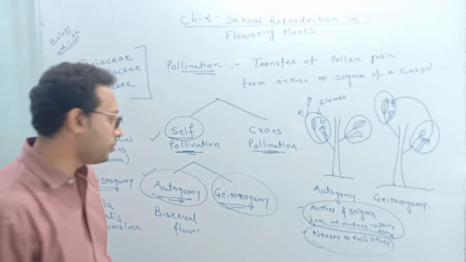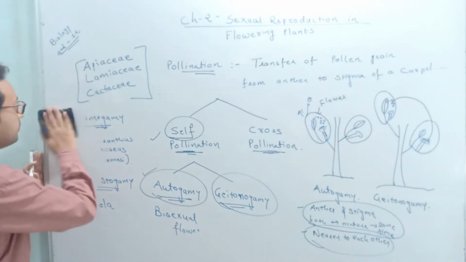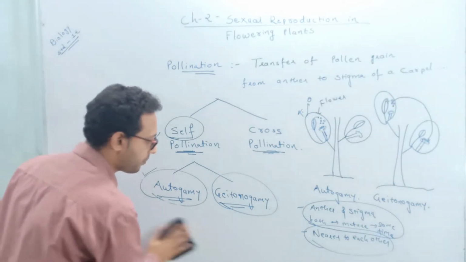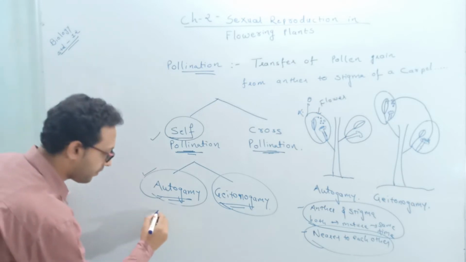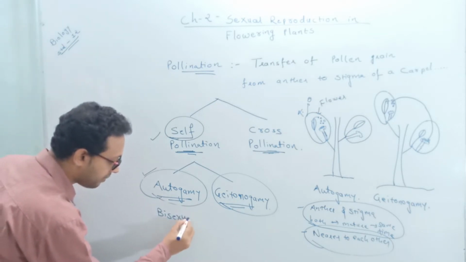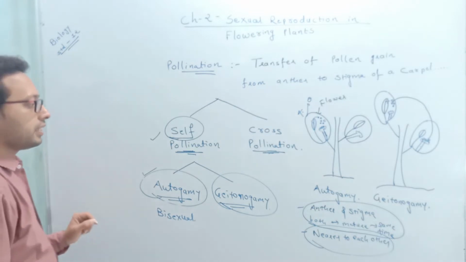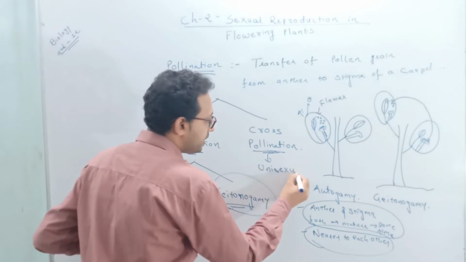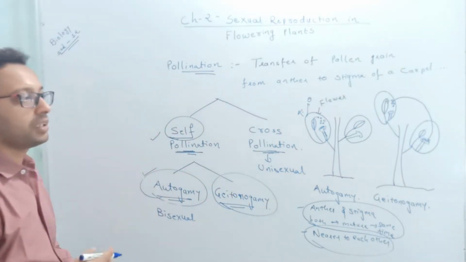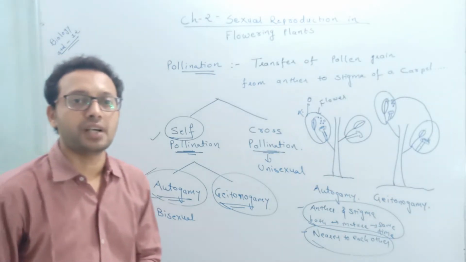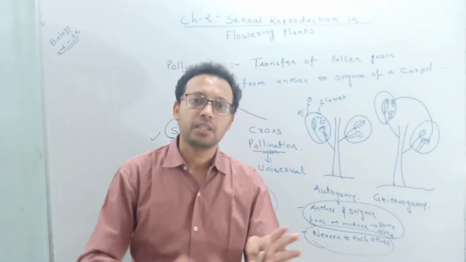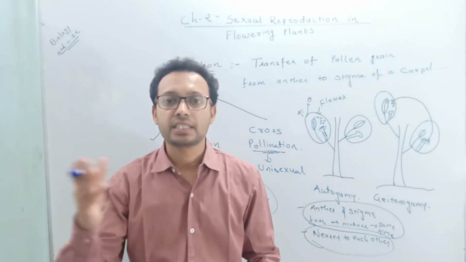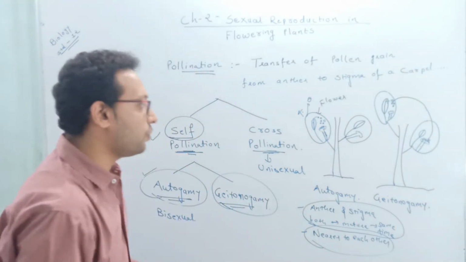Now the next type of pollination process is cross-pollination. So let's start with the cross-pollination process. As you know, autogamy occurs in a bisexual flower. Next, cross-pollination is usually reported in a unisexual flower. Okay, what is a unisexual flower? A unisexual flower has either a stamen or a carpel. If it has a stamen, it is called a male flower. If it has a carpel, it is called a female flower. So what happens in this case?